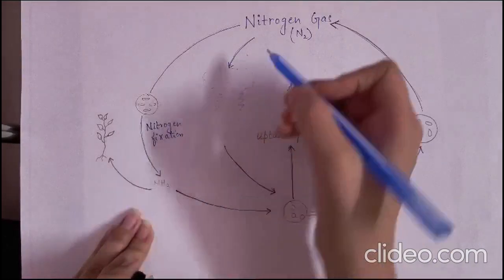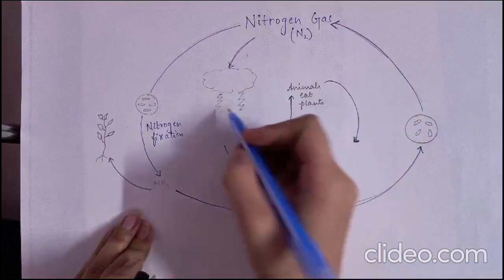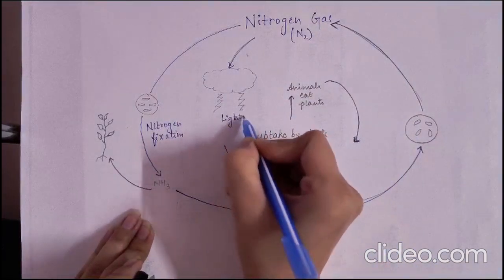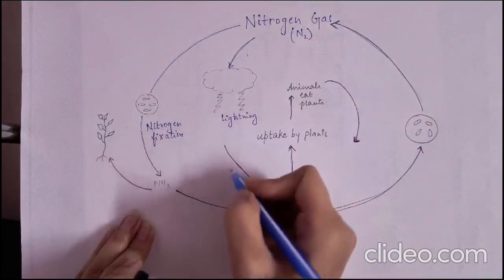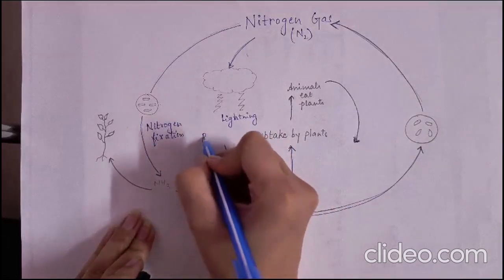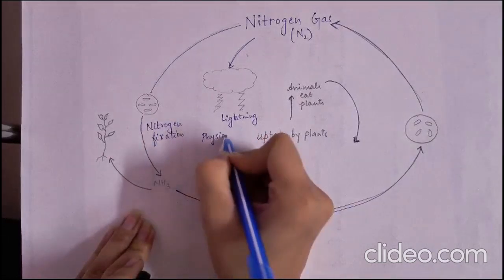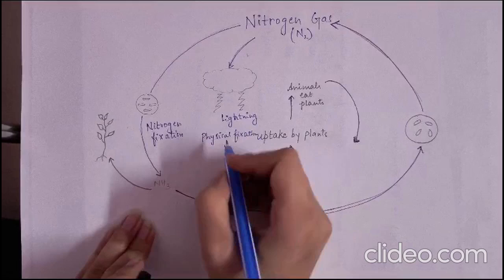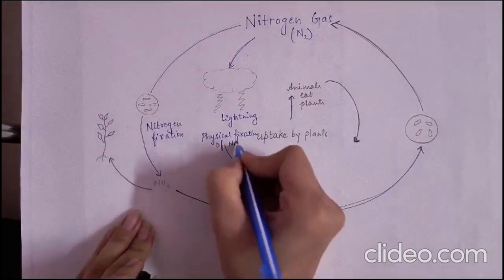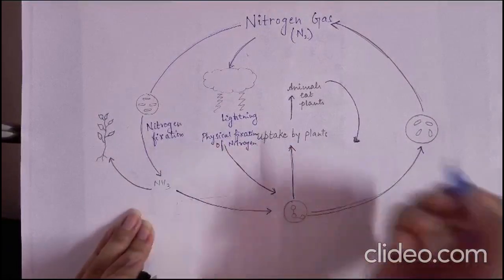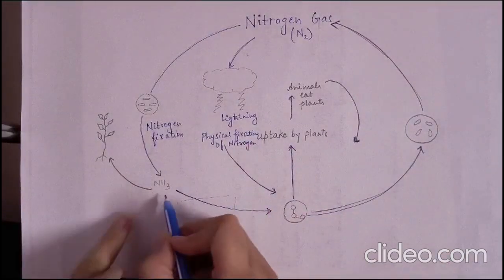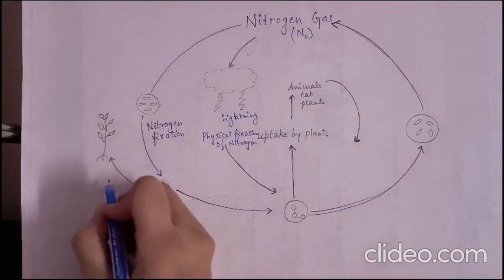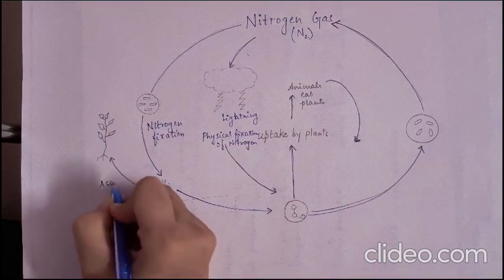Now this nitrogen fixation can also be done by another process which is known as lightning, and we call it, what do we call it? Physical fixation of nitrogen. Alright. Now this NH3, this ammonia, it can be used by the plant to prepare various biomolecules, and this process is termed as assimilation.